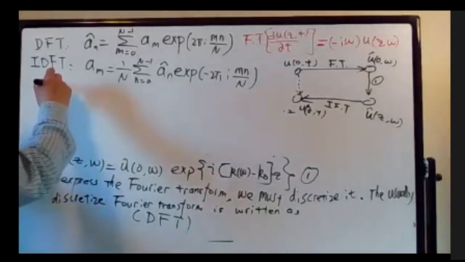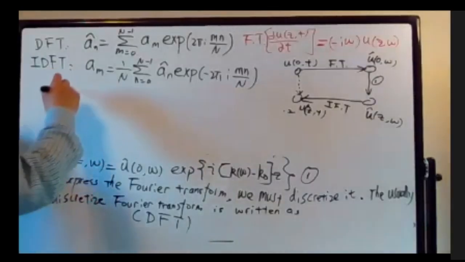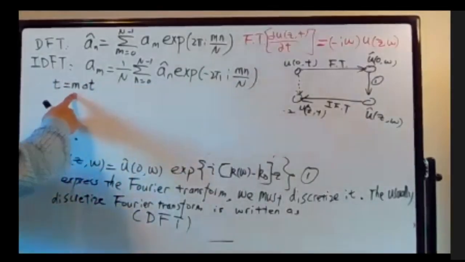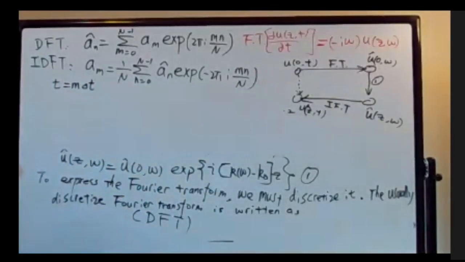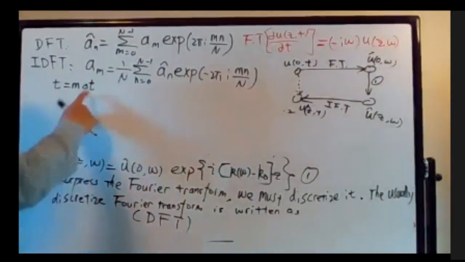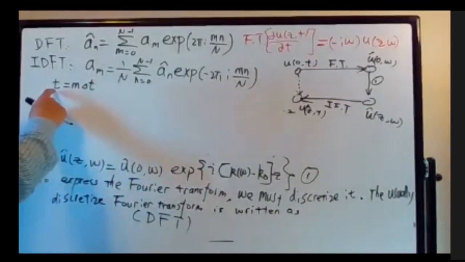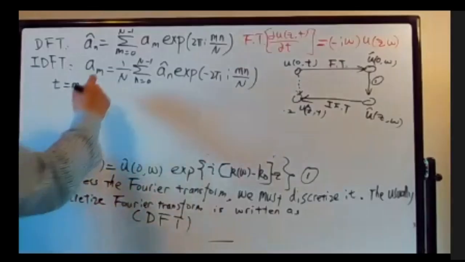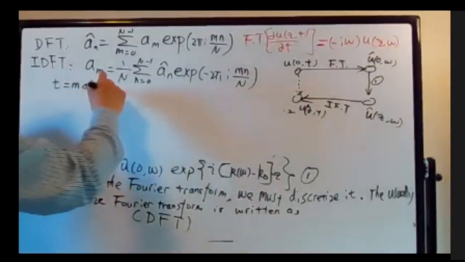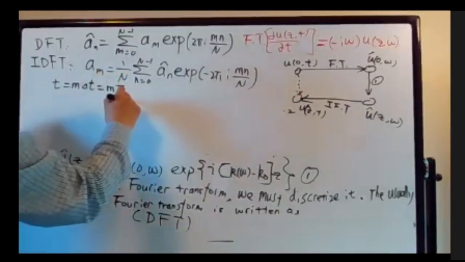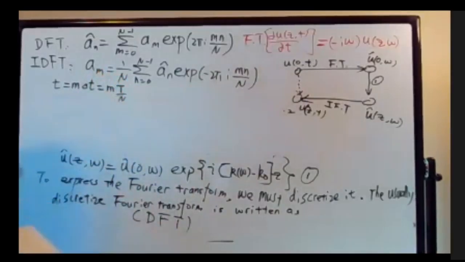Let us see what t is. t is m times delta t. So m is the index, and delta t is the step in the time window. So what is delta t? Delta t is the total T divided by N.